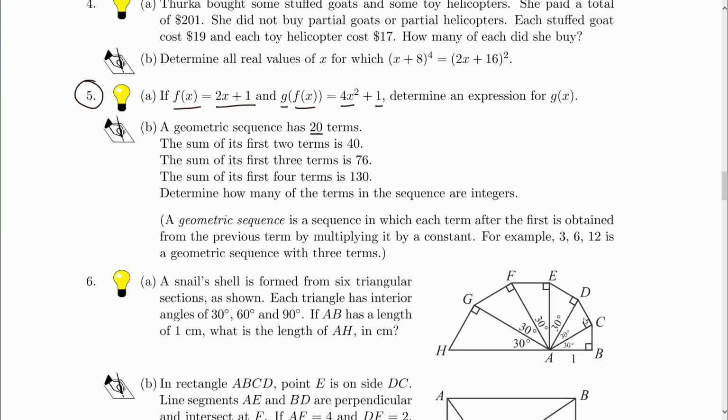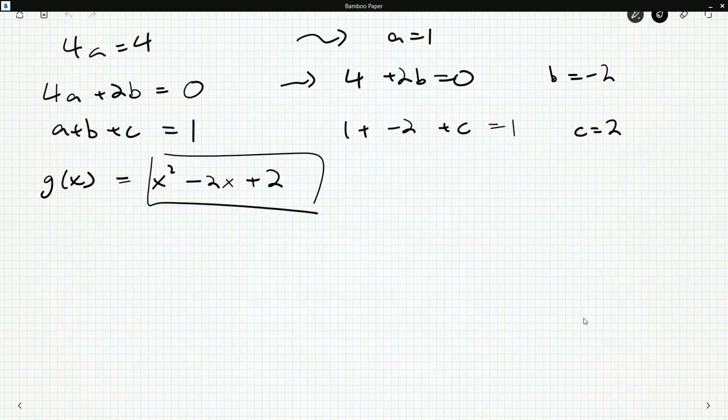The sum of its first 2 terms is 40, the sum of its first 3 terms is 76, the sum of its first 4 terms 130, determining how many terms in the sequence are integers. Okay, well, I can figure out the first few terms now. And since I know it's geometric, I know what the sequence looks like.